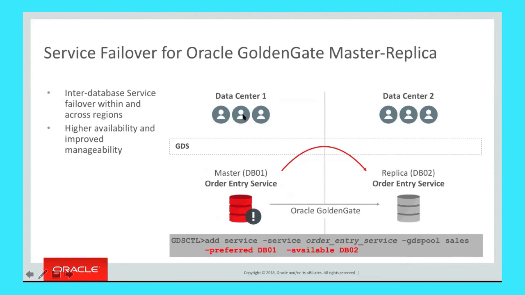In that way, you would achieve higher availability and improved manageability, wherein you fail over the service, and GSMs also let the application know through FAN, the fast application notification, that the service has failed over. So the connection pool clients will receive this notification and automatically react to it, and then route their connections to the database which is offering that particular service. So that's the service failover for GoldenGate master replica configuration.